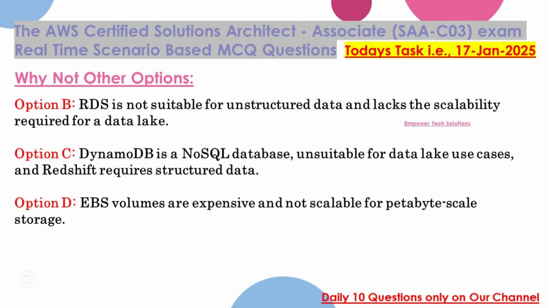Why not other options? Option B: RDS is not suitable for unstructured data and lacks the scalability required for a data lake. Option C: DynamoDB is a NoSQL database, unsuitable for data lake use cases, and Redshift requires structured data. Option D: EBS volumes are expensive and not scalable for petabyte-scale storage.